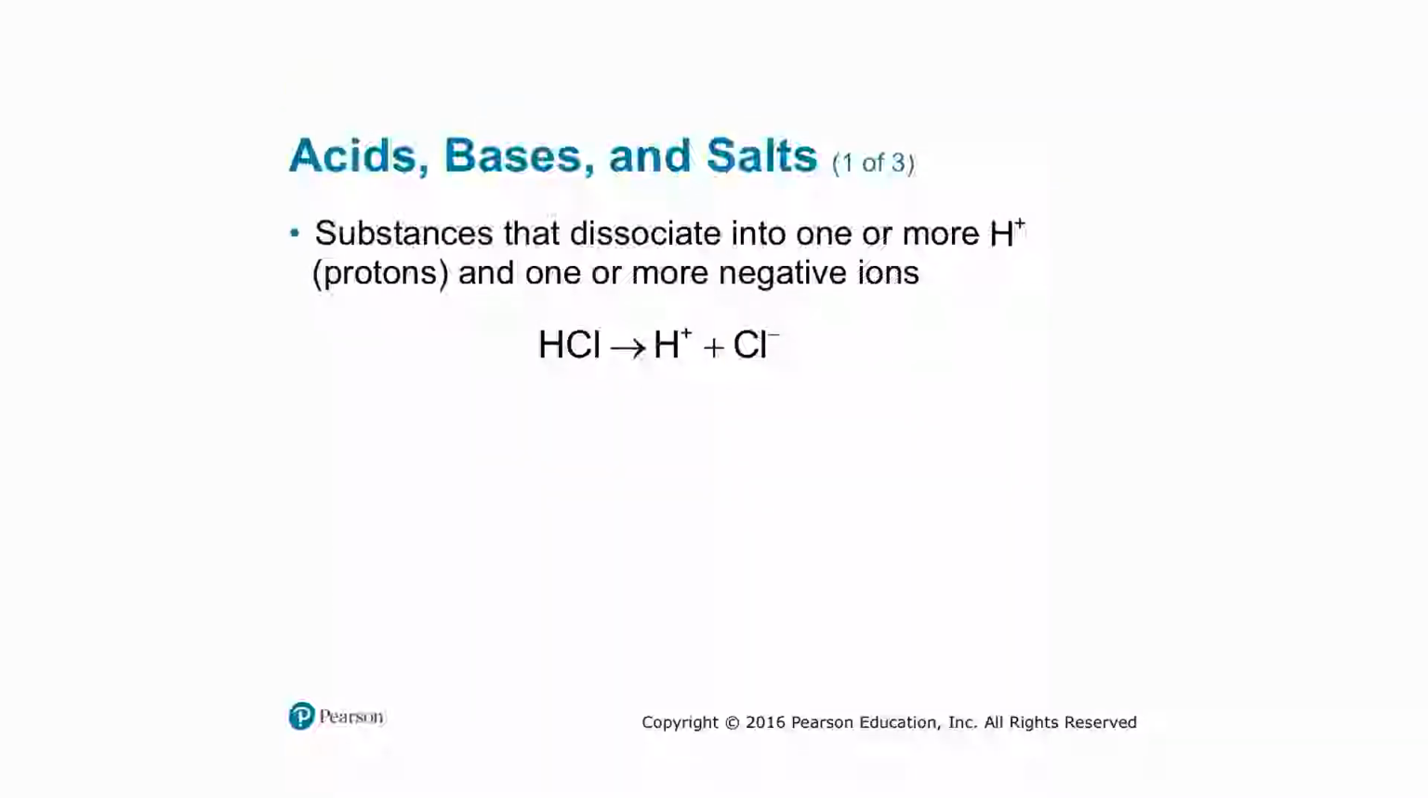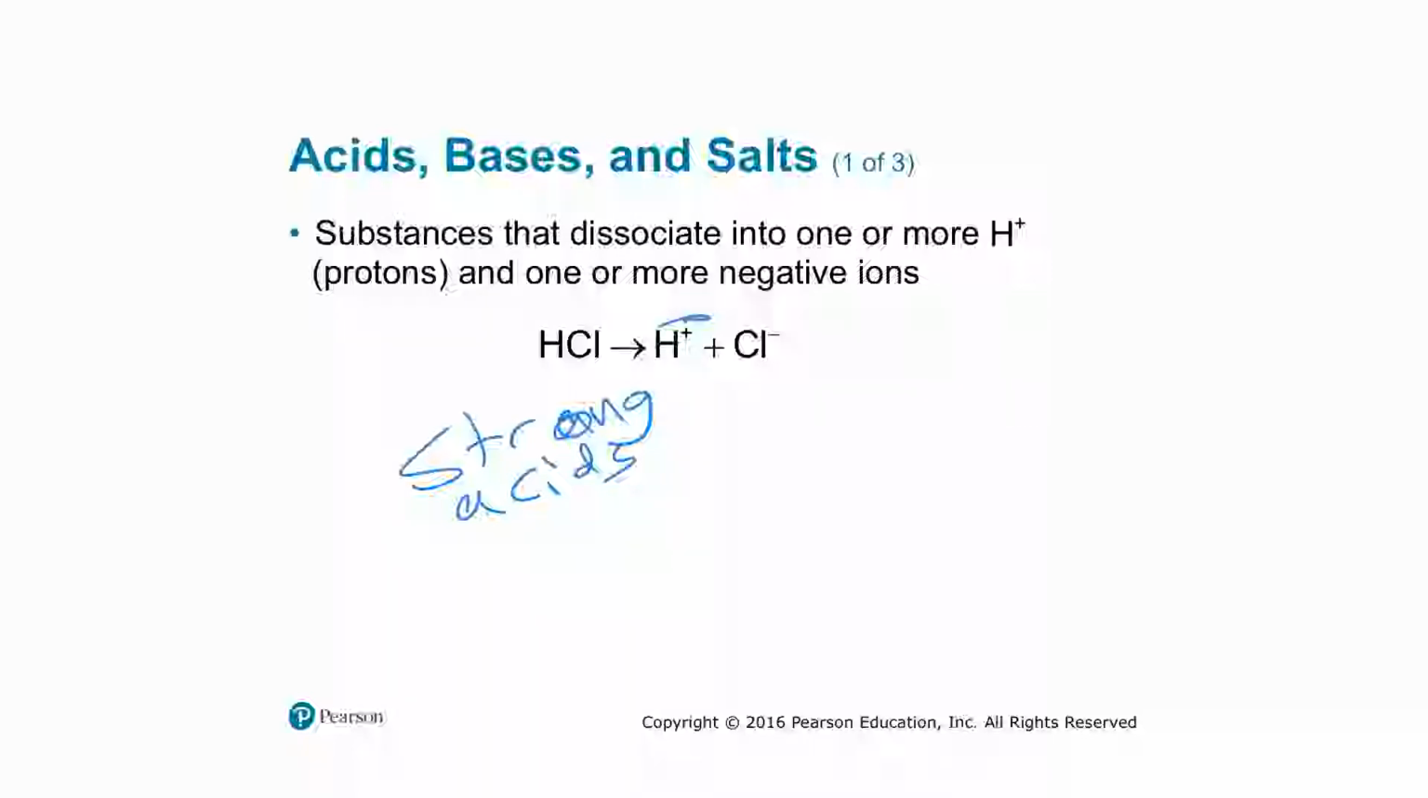So substances that dissociate into one or more hydrogen ions and one or more negative ions are going to be what we call acids. Okay? And so hydrochloric acid, when you drop it in water, is going to fully dissociate because it's a strong acid. And strong acids are different than weak acids. Weak acids are only going to partially dissociate, and strong acids are going to be fairly simple. But we're not going to go too far into that because I don't think we're going to need that much depth on it. And when we do, we will definitely cover it.